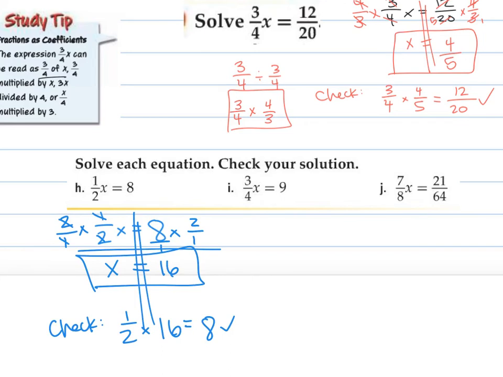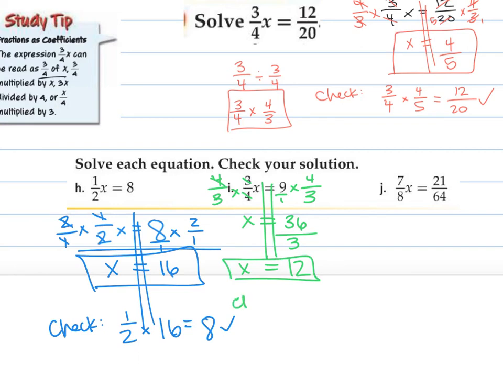Next one, 3/4 x equals 9. Train tracks. I'm going to multiply by the multiplicative inverse. Everything cancels, and I'm left with x equals, whole numbers over 1. 9 times 4, 9, 18, 27, 36. 3 times 1 is 3. Now I can simplify that. 36 divided by 3 is 12, so x equals 12.